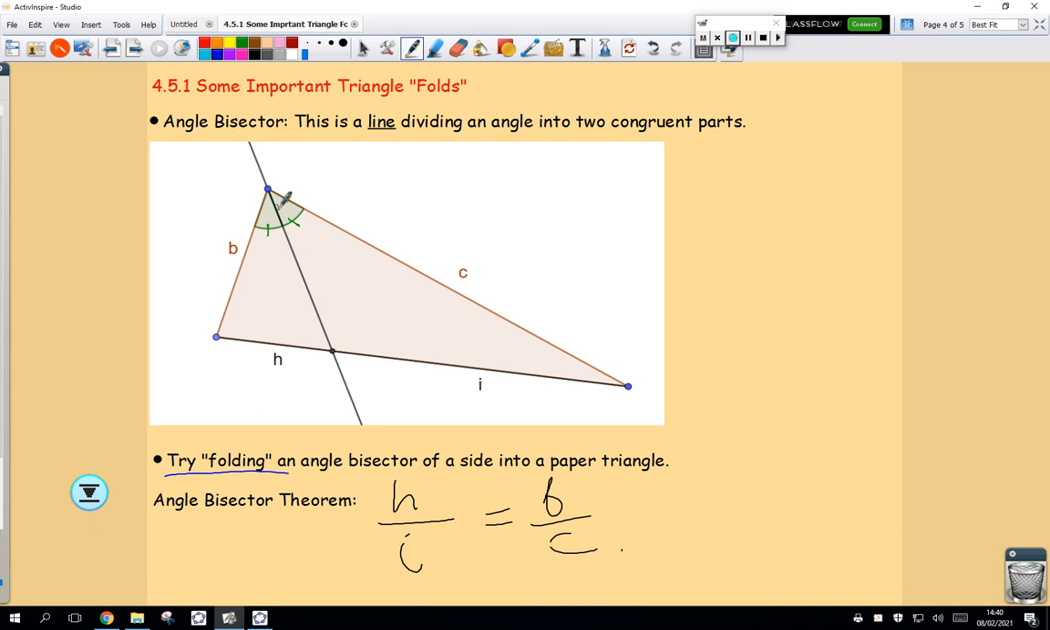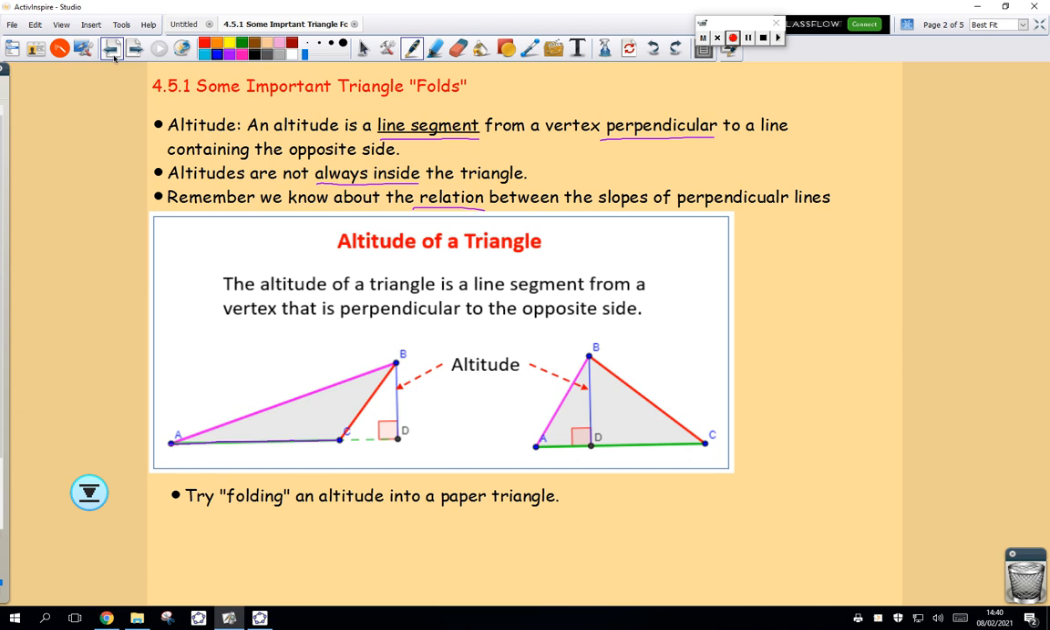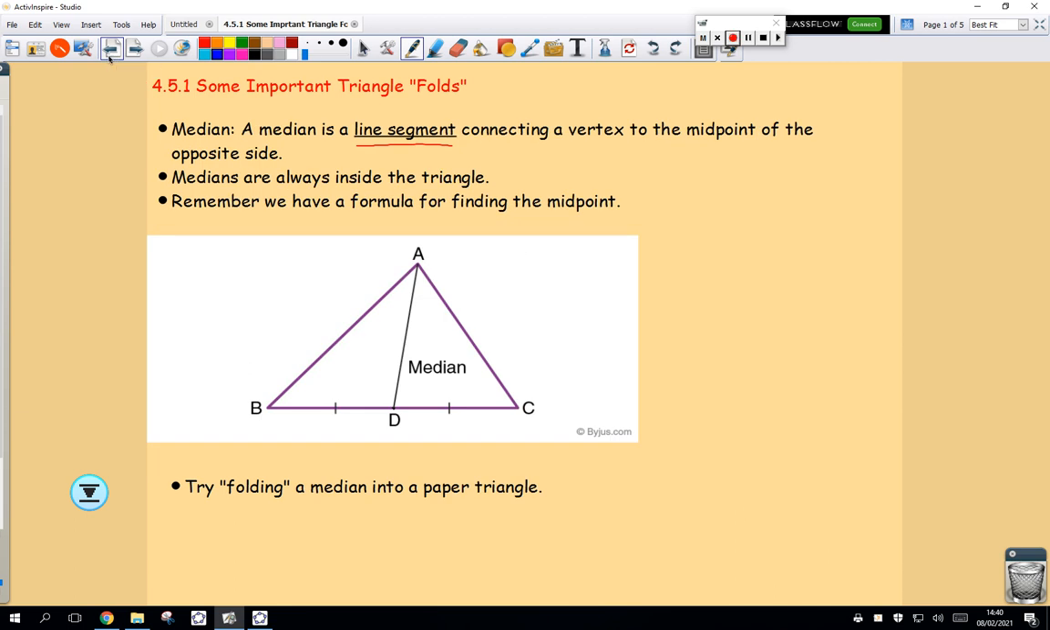My next video I'll post will be doing just that, but again, before you look at that, see if you can do it yourself. Cut out any old triangle, see if you can fold in some of these triangle folds. Okay, so 4 important triangle folds. What's expected of you? Well, you need to know the definition and how to draw each of these folds.